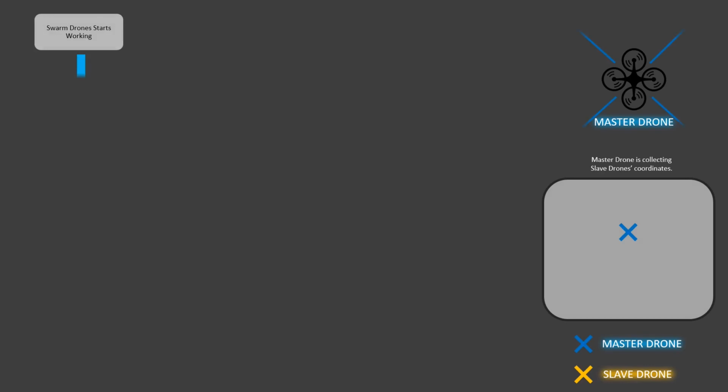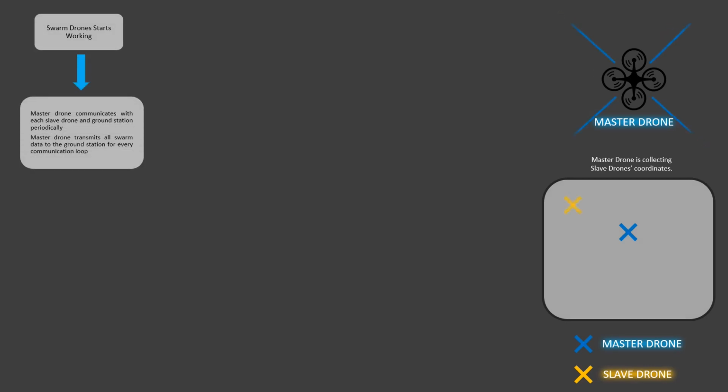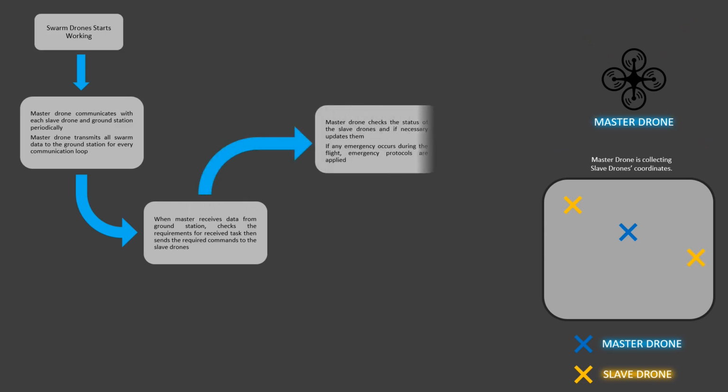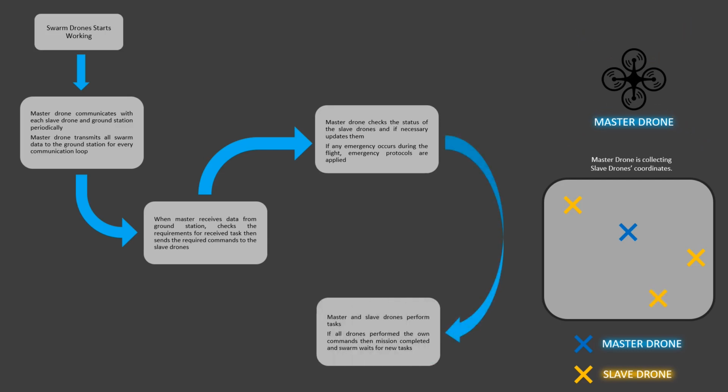Here is the swarm system. Since the system started, the master drone communicates periodically with the slave drones and the ground station. If the master drone receives a task from the ground station, it plans requirements and talks with the slave drones. The drones wait for a new mission after all drones complete the given commands.